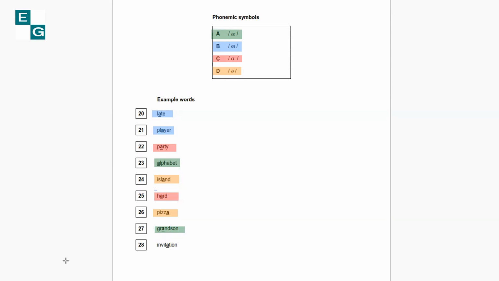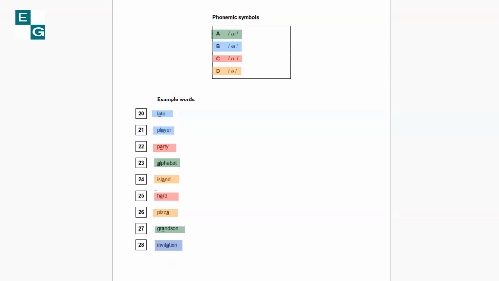And for number 28, invitation. Invitation makes me think about another diphthong, A, which is option B, invitation.